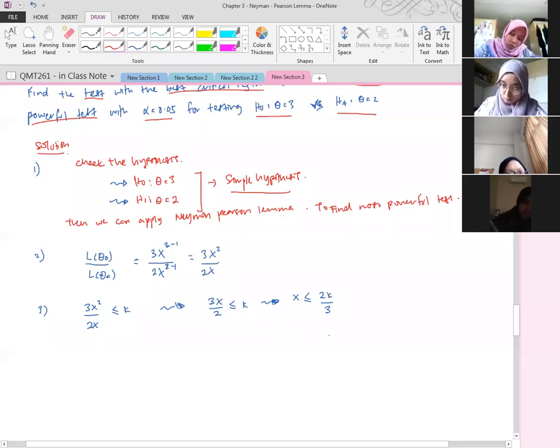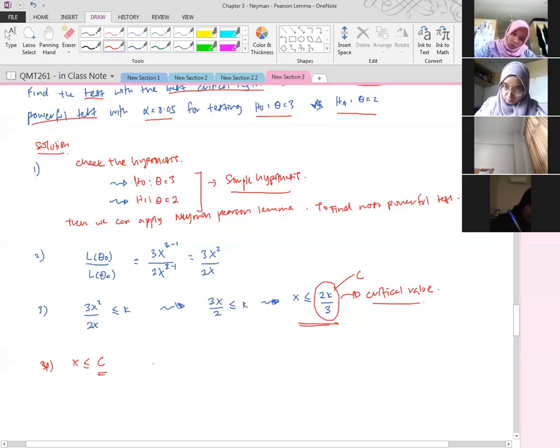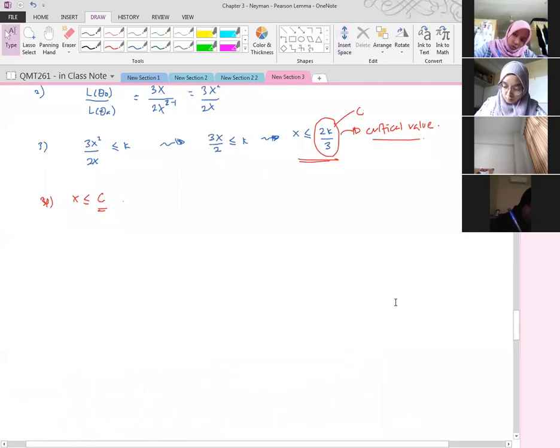So for this purpose, we know that 2k divided by 3 is the critical value. It's a critical region, right? So this is your critical region. This is C. So we know that, number 4, x is less than or equal to C. So now, how to find C? We need to find C, right? So number 5, find C.